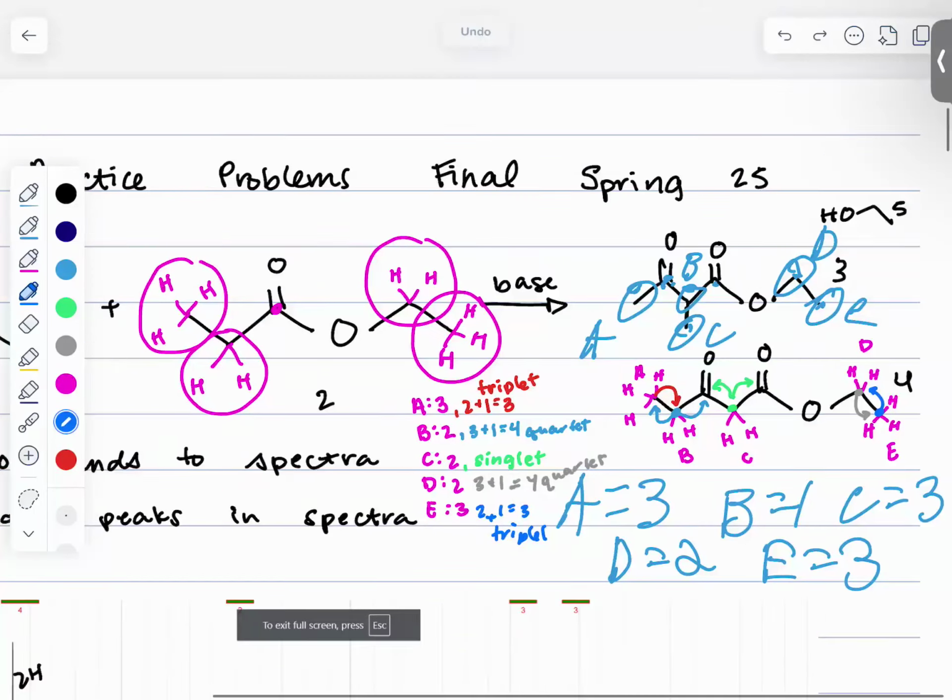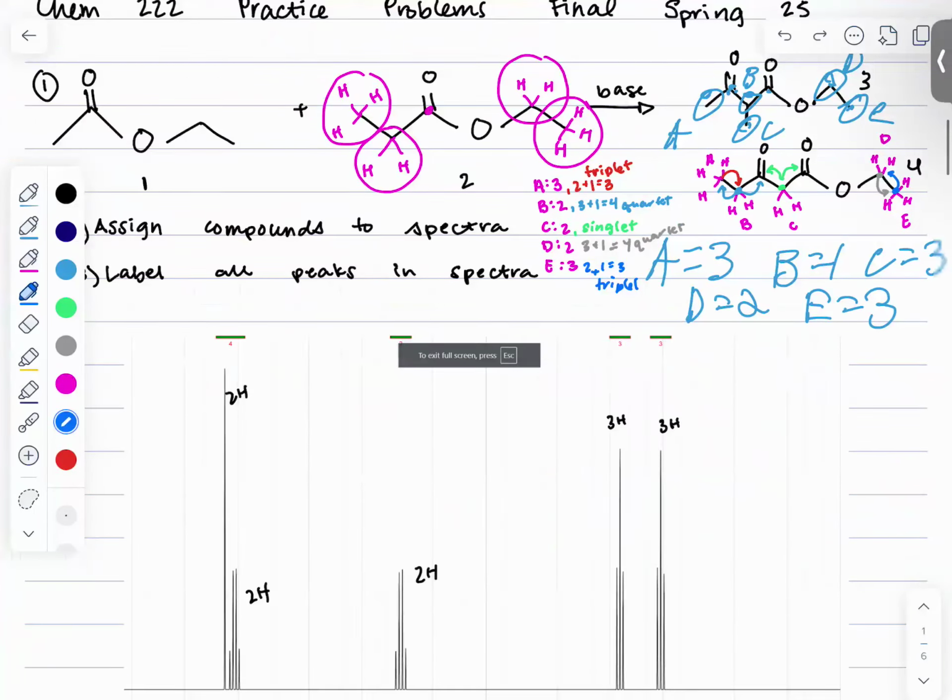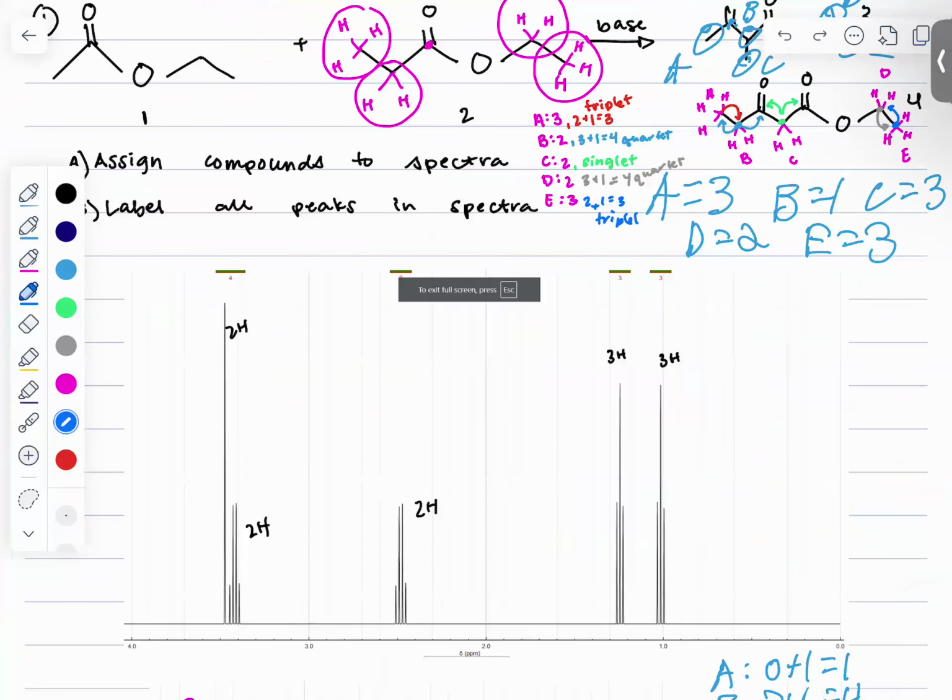So now we can go and look at all of the signals we have here. In this one, we have 2 different signals that are both 2H intensity and have a splitting of a quartet. So that's when we need to lean on our ppm chart, which will be at the end of the exam. I'll pull it up.